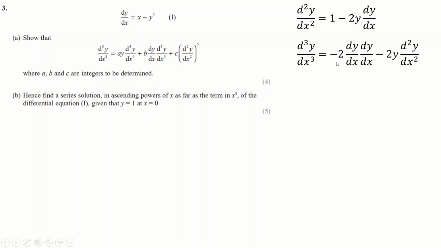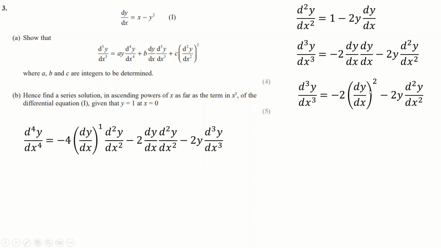And then just differentiate again. You can collect these together for dy by dx squared, of course. And again, now just differentiate. So differentiate this. I did a bit of chain rule here, so bring the 2 down to make a minus 4. That goes down to a 1. And then the derivative of the inside the bracket is just d2y by dx squared.